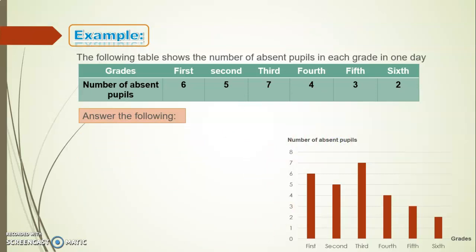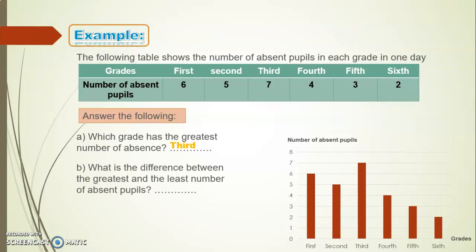Answer the following. We have some questions we have to answer there. Which grade has the greatest number of absences? Let's see from our graph. Here is the tallest and the greatest column, or the greatest bar. So which grade? Here, this is 7. Which grade? It will be third. And here from our table, which one is the greatest number? 7. In front of which grade? 3.